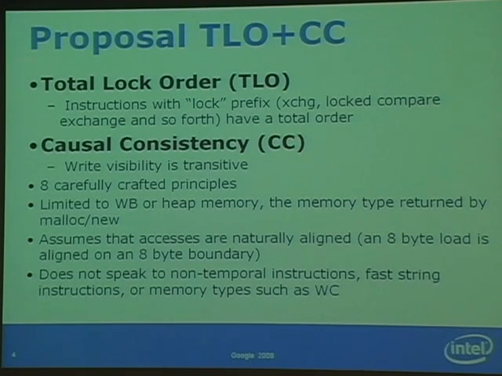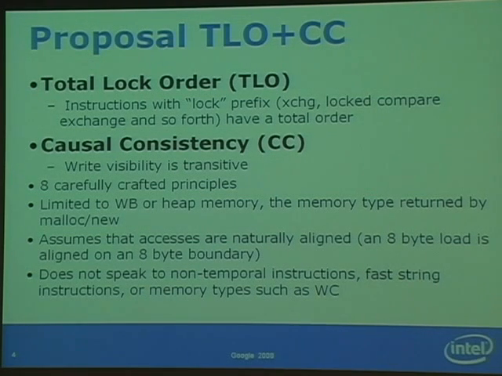We managed to get this thing down into 8 carefully crafted principles. And if you understand these 8 principles, we're confident that you can go ahead and move forward and understand exactly what's going on in the x86 memory model. This talk and these principles are actually limited to write-back memory, WB memory, which is what people always get when they do a malloc in C or do a new in a language like Java or C#.